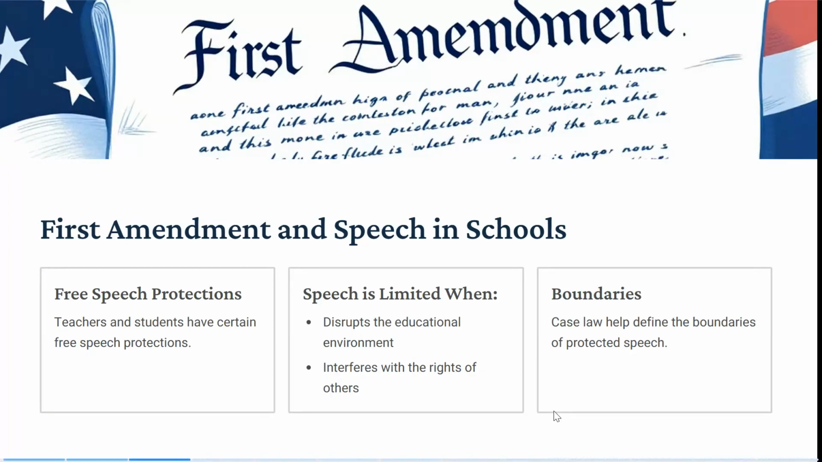Evidently, teachers and students have certain free speech protections. But speech could be limited when it disrupts the educational environment or interferes with the rights of others. Therefore, the case law helps define the boundaries of protected speech. So, what is protected versus what is not protected?